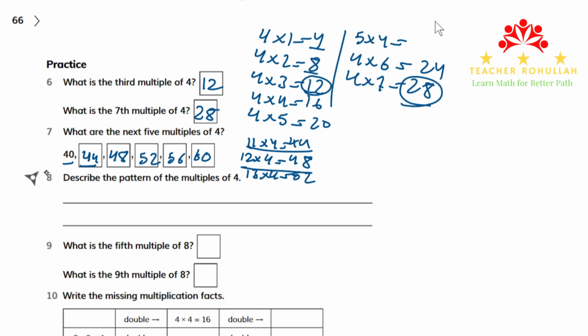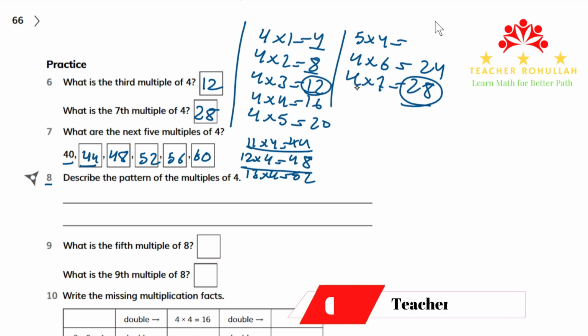We are done with question number 7. Let's now work on question number 8. In question number 8, it says, describe the pattern of the multiples of 4. I have given the multiples of 4 over here up to 7. Let me continue and write some more of them.